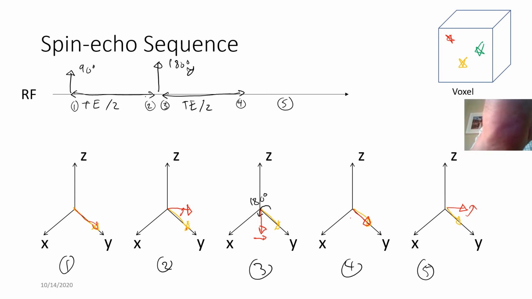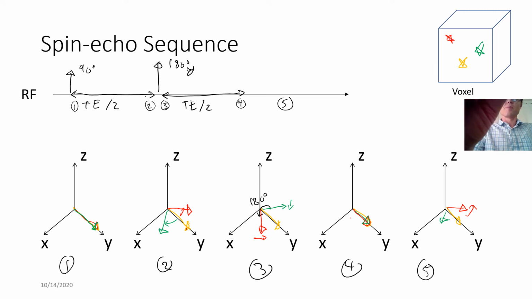And then let's suppose we have another location. It's rotating the opposite direction, so it's experiencing a slightly different magnetic field. It's going to also be rotated 180 degrees, but continue on its path of clockwise rotation.